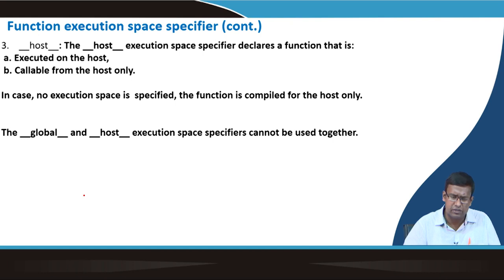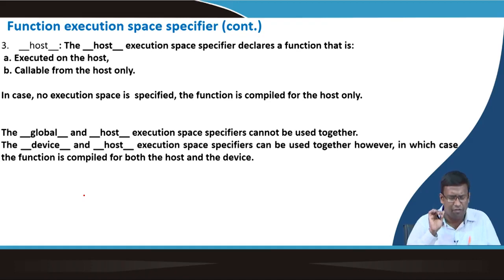The global and host execution specifiers cannot be used together. The same function cannot be asked to run on both the CPU and the GPU when called from a CPU. So, they cannot be used together. But device and host specifiers can be used together. There are certain cases when we can run a function on both CPU and GPU. The CPU calls the function, it runs on the CPU; the GPU calls the function, it runs on the GPU. It is possible in certain cases.